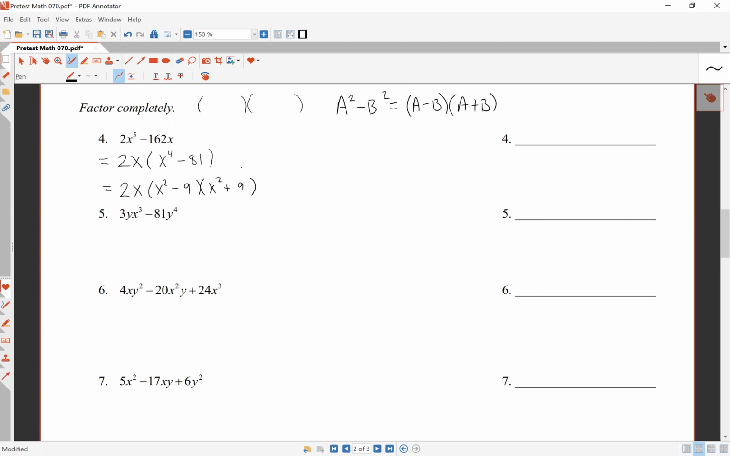X squared minus 9, that's another difference of squares. X plus 3 and x minus 3. X squared plus 9 is a sum of two squares, and the sum of two squares is always irreducible or unfactorable or prime. We always say that a squared plus b squared is prime. So we get 2x times x plus 3 times x minus 3 times x squared plus 9.